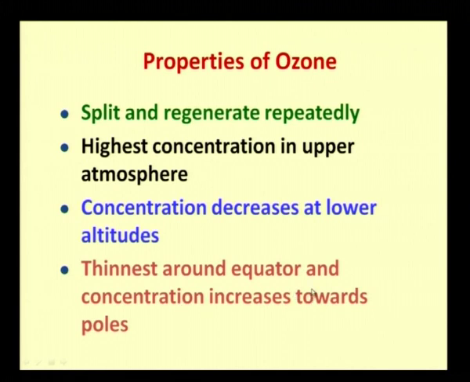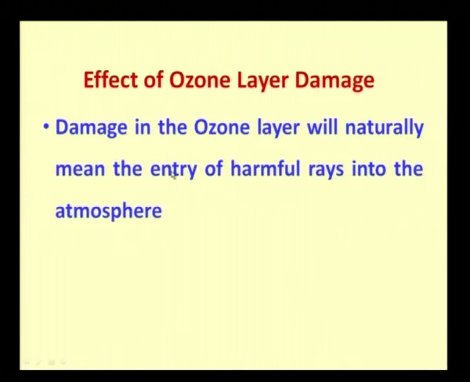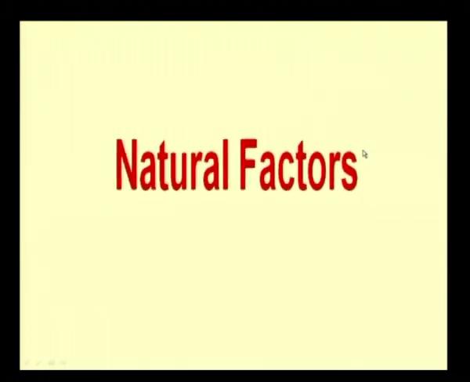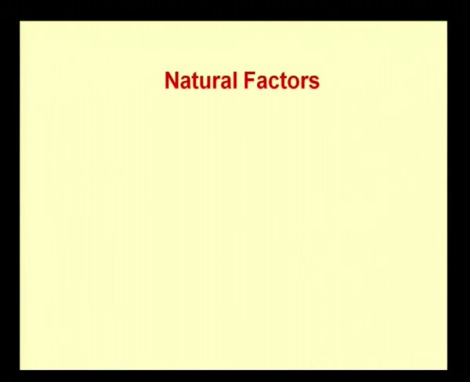So, these are all some characteristics of ozone. And in case the ozone is damaged, what will happen? It will naturally mean the entry of ultraviolet radiation, and therefore it is harming human beings and the whole earth. And so, ozone depletion happens in many different ways, and there are some natural factors.